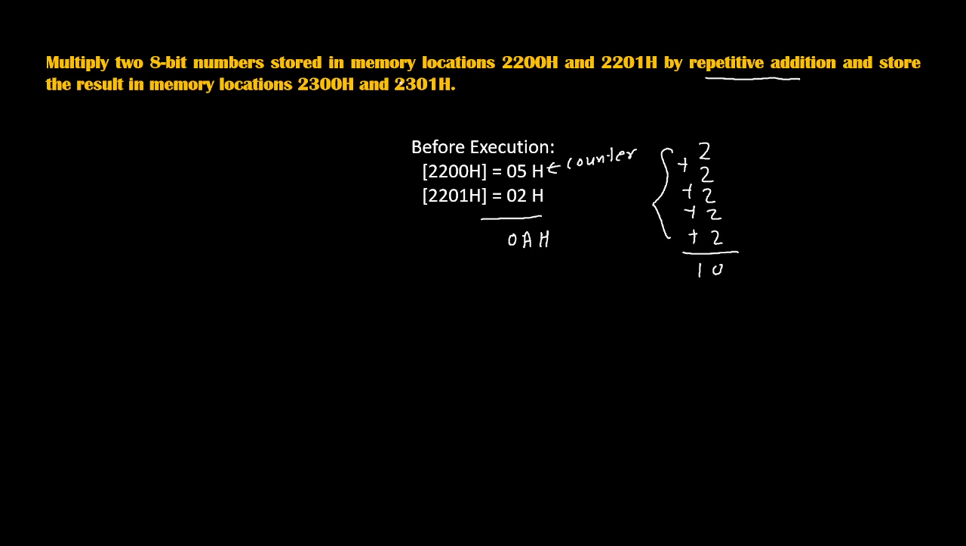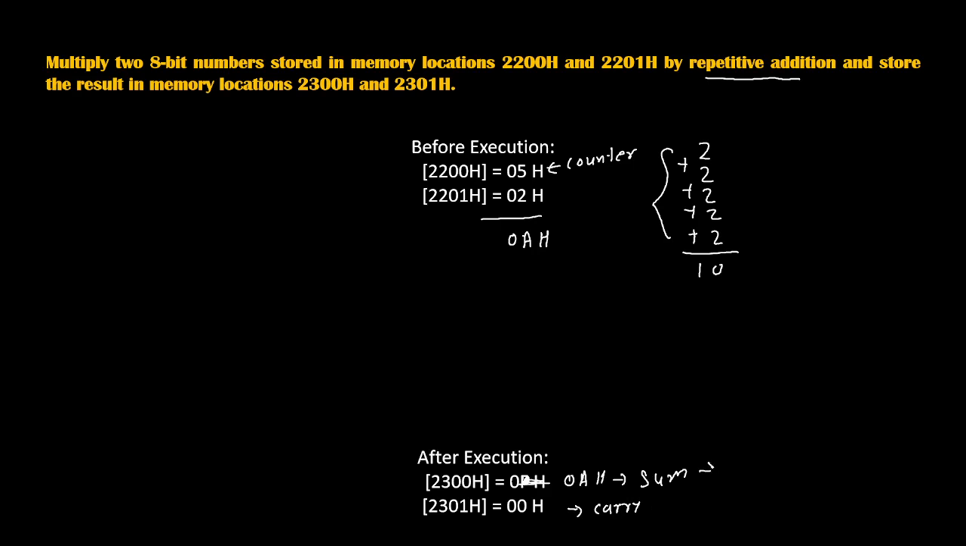And at the end, we will store the result in memory locations 2300H and 2301H, where 2300 will hold 0AH. This answer is going to be 0AH, and this is our sum. And in this multiplication, carry is not generated. That's why on 2301 we will store 00, because carry was not generated, and this is our carry. Now we will keep the accumulator to store the value of sum, and we will keep the D register to store the value of carry.